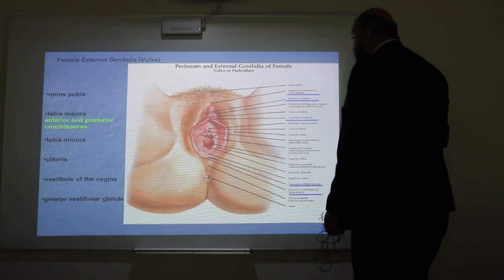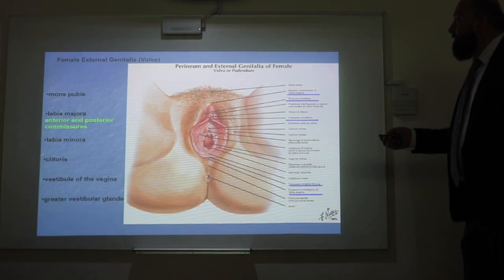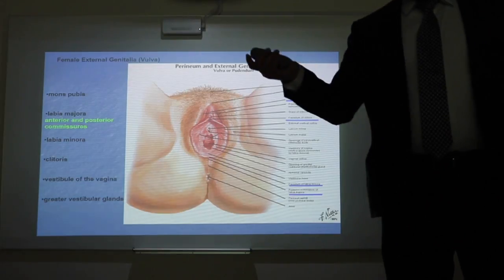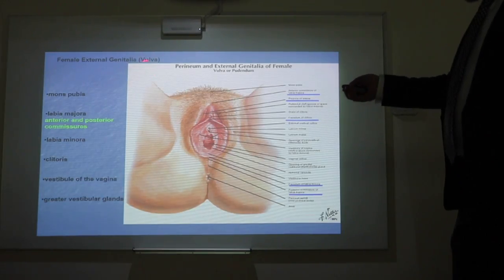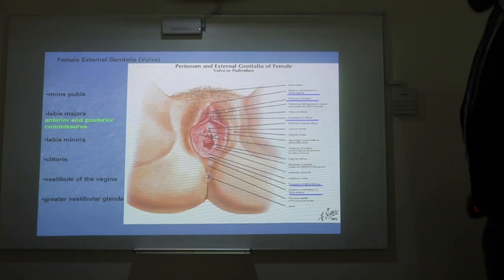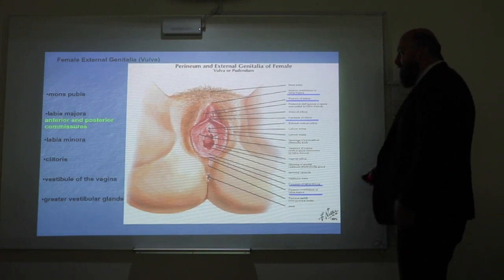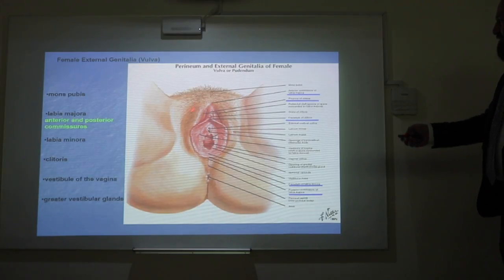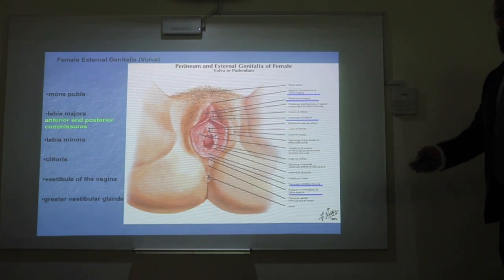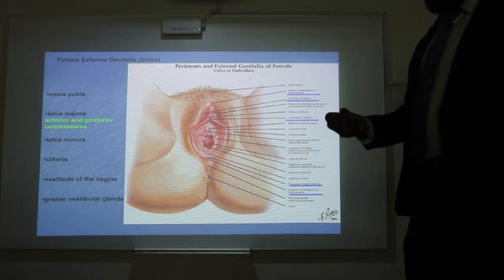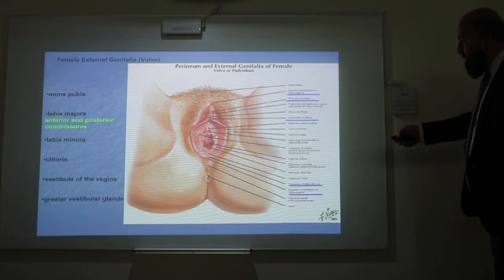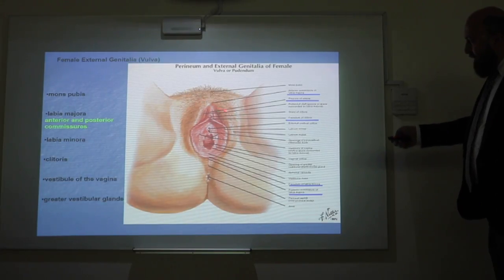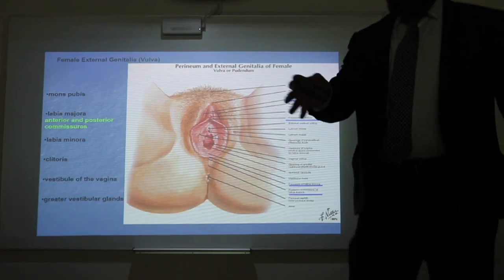Now, this whole view is called the vulva, the external female genitalia. What do we have in the vulva? We have the mons pubis, which is basically this area of hairy skin. Underneath we have a pad of fat. And then we have the labium majus, right and left. Again, it's a fold of skin filled with fat.